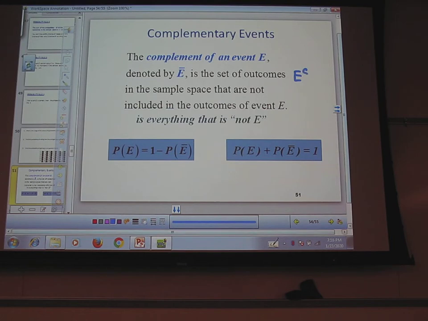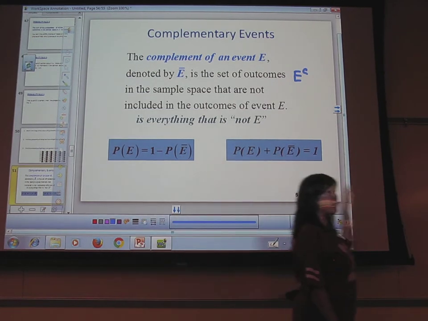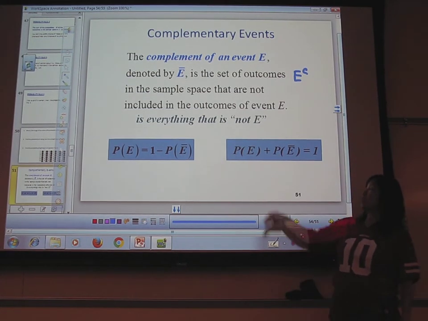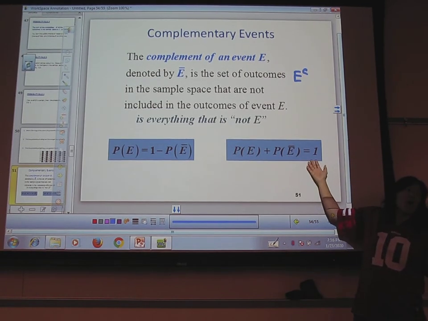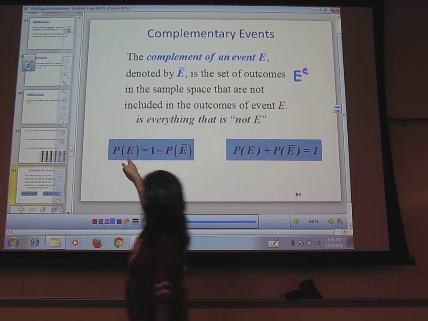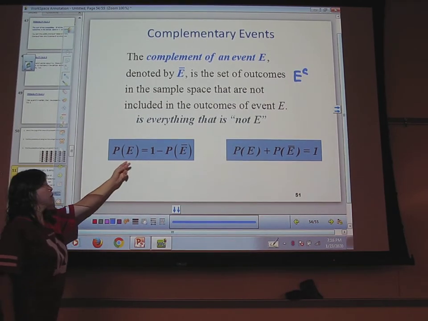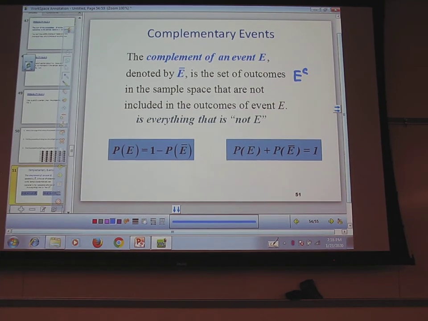Note a couple of things. The probability of an event plus the probability of its complement equals 1. In other words, the probability of something happening plus probability of it not happening should equal 1 or 100%. Which means that you can find the probability of an event by doing 1 minus the probability of its complement. I will show you what we're talking about.